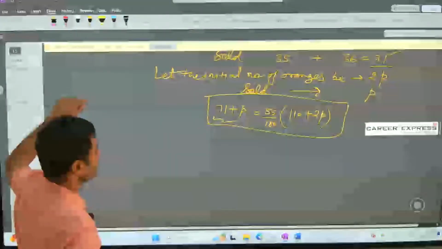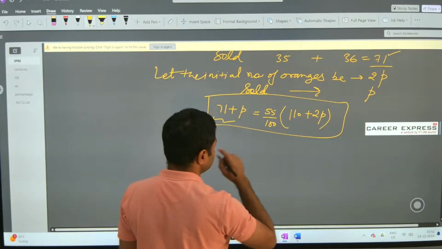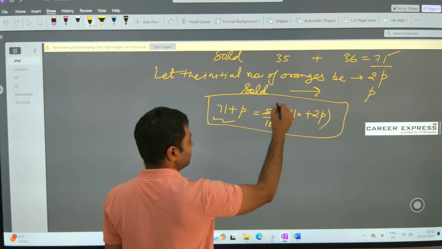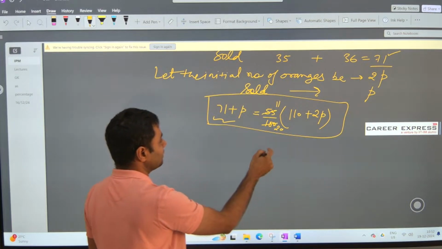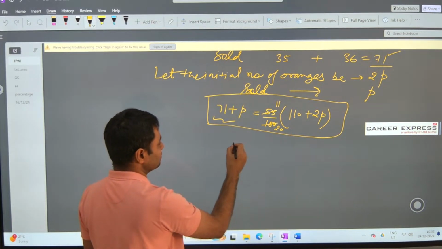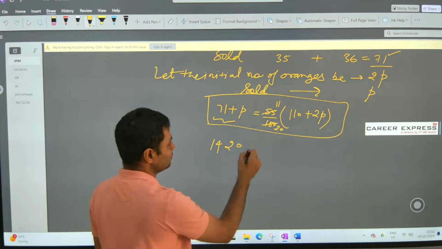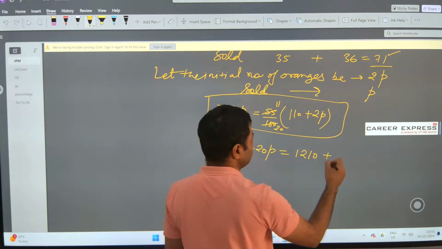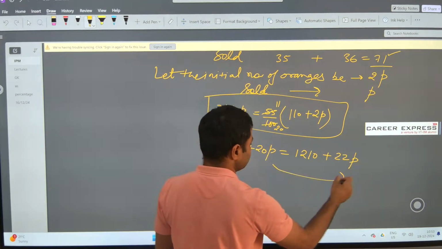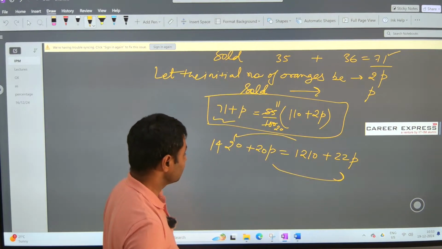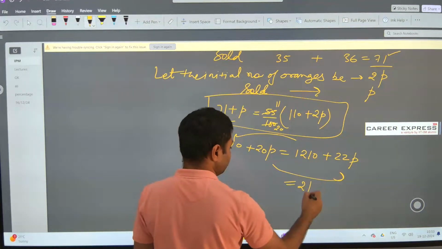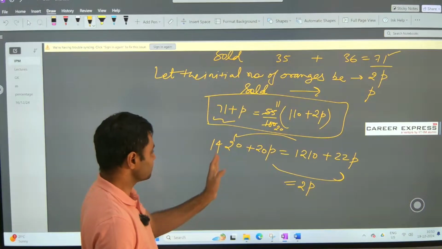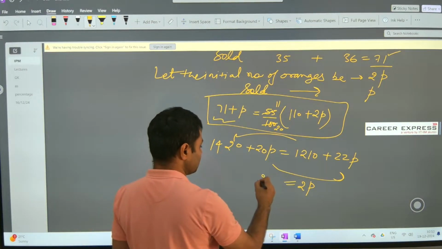So we can solve this now. We can first cancel them. 11 and 20. So 20 into 71 is 1420 plus 20p. That should be 1210 plus 22p. This goes there and this goes there. Right? So what do we have? 2p. 2p was the initial number that we have assumed. So 2p will be equal to this much. So 1420 minus 1210 is 210.